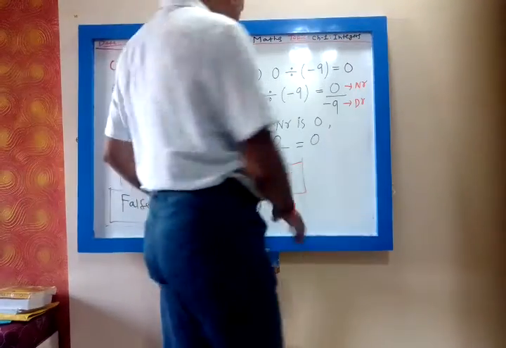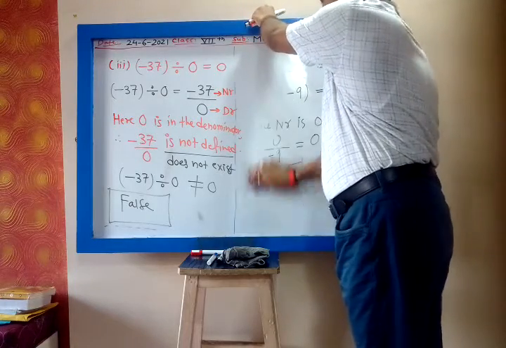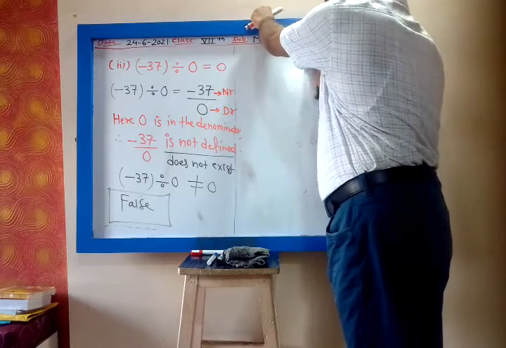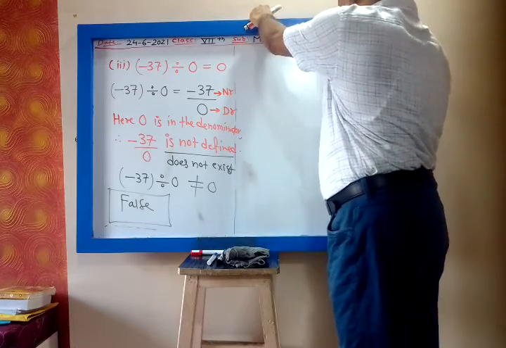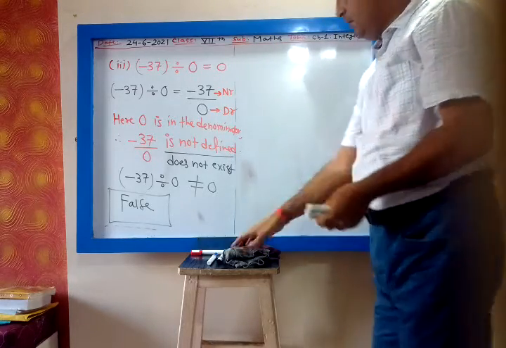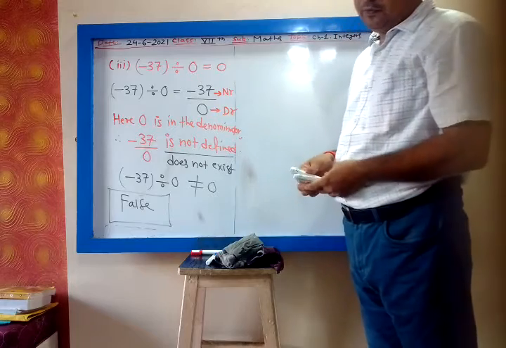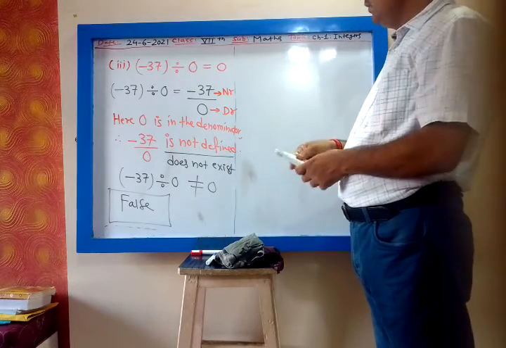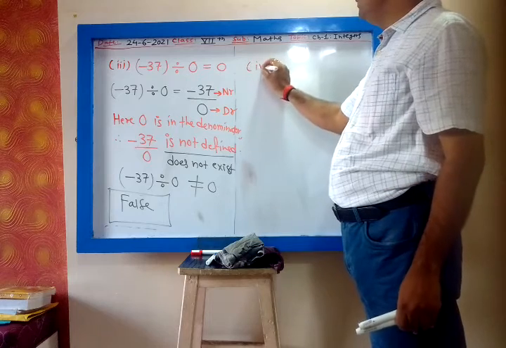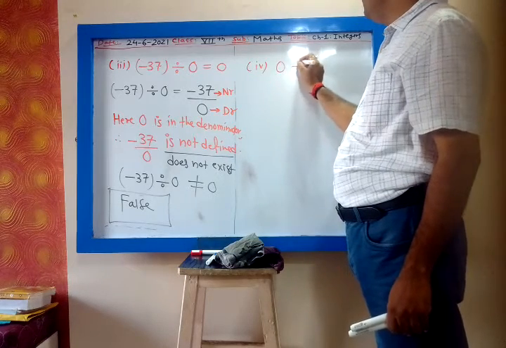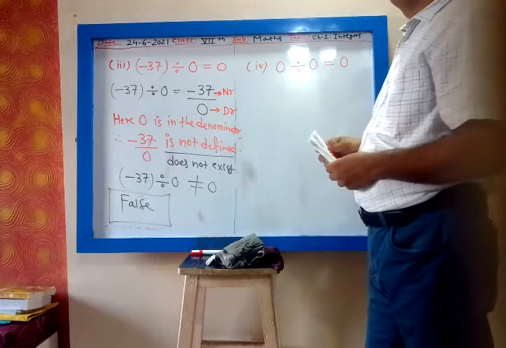Next is fourth one. 0 divided by 0 is 0. Whether it is true or false, we have to see. 0 divided by 0 is equal to 0. Let us see.